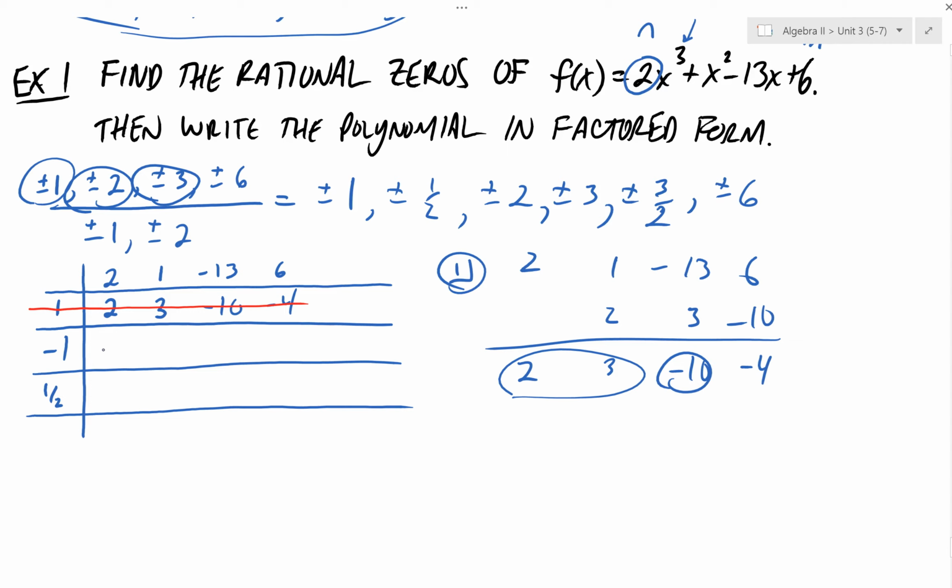When we do negative 1, we bring down the 2, multiply, and add. So negative 2 plus 1, negative 1. Multiply, you get 1. Add, you get negative 12. Multiply, you get 12. Add, and you get 18. So again, that one didn't work. Okay? Everyone go ahead and try 1/2. See if you can fill in that row on your own.